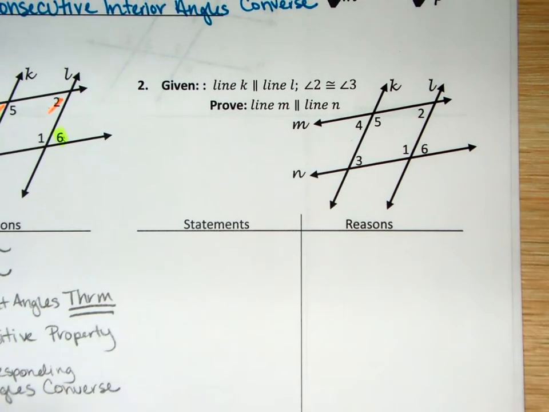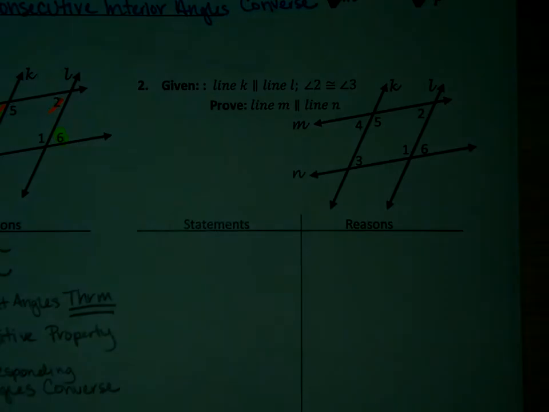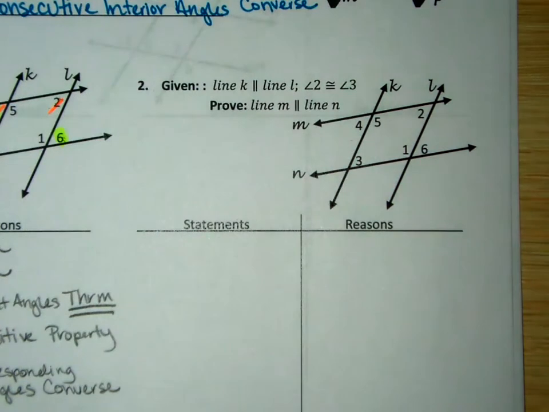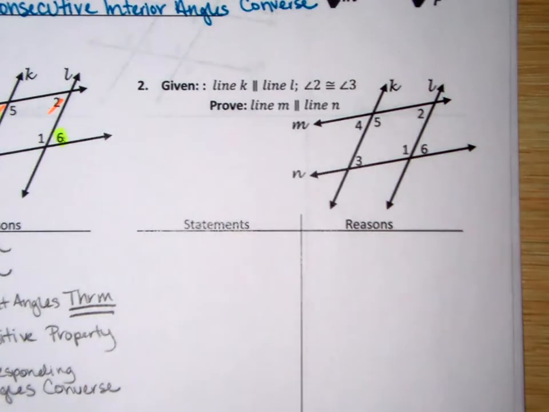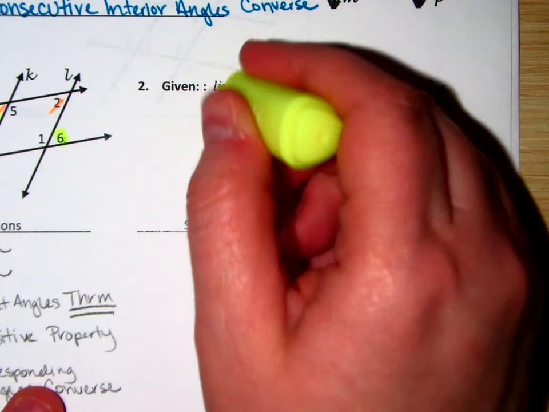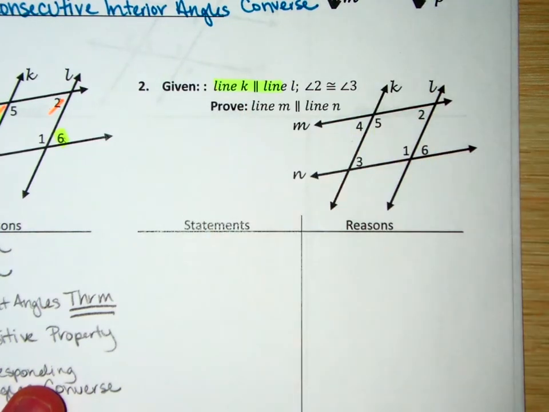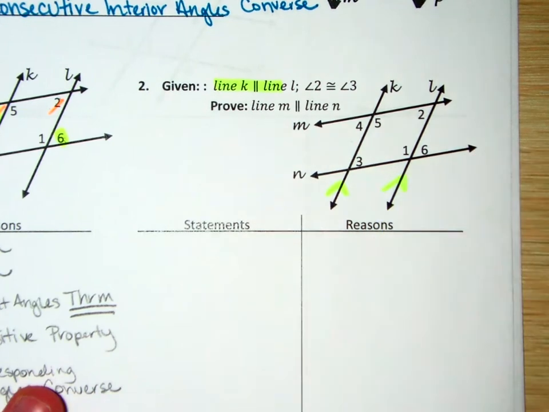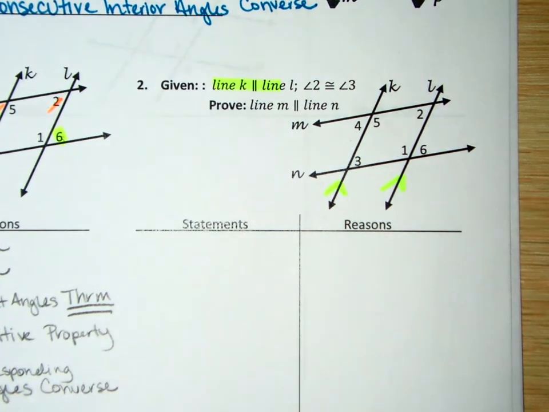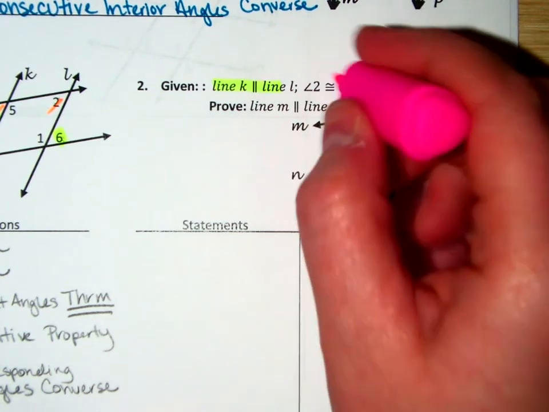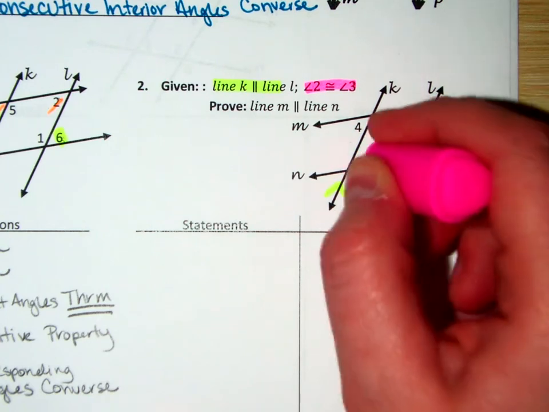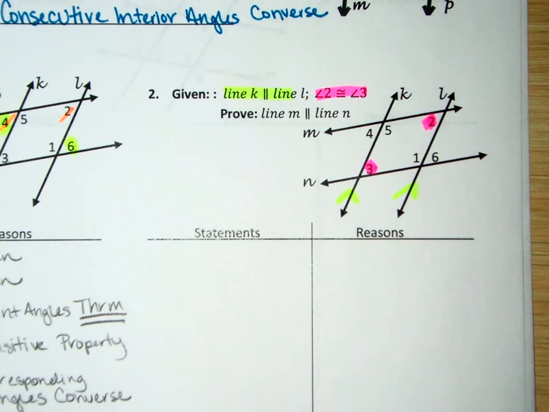So once again, I'm going to highlight what I know, and it's not about the colors that you choose. It's about whatever things you can do to help visualize, and obviously I need more coffee this morning. So line K and L are parallel. So this line is parallel to this line. See, that's how far out of it I am. And then 2 and 3 are congruent. I promise, I know what I'm doing.